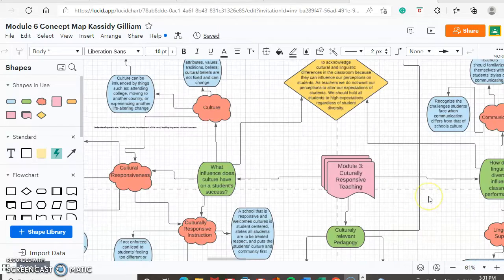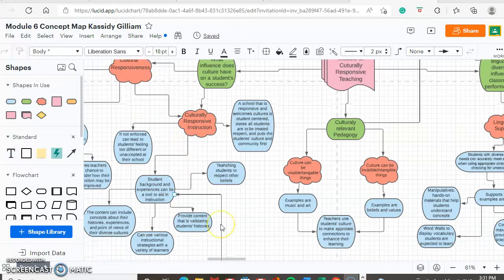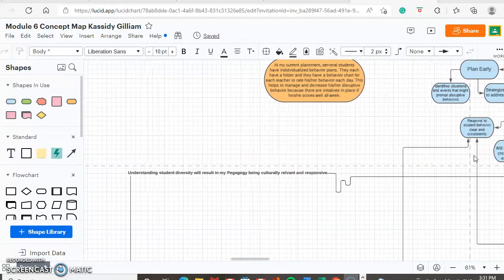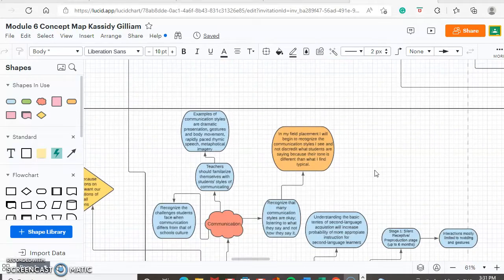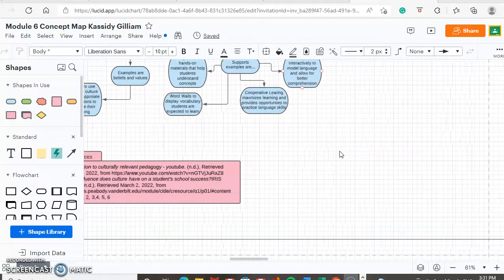Module 3 is about culturally responsive teaching. An important component of culturally responsive teaching is having culturally responsive instruction. This can mean including the student's background and experiences as a tool to aid in instruction. This helps to include a variety of learners and their history and make them feel more connected to the information. And this module connects to Module 2 because, as I mentioned, understanding student diversity is a component of classroom management. So if I understand that, I can be more culturally responsive and have a more culturally relevant pedagogy.